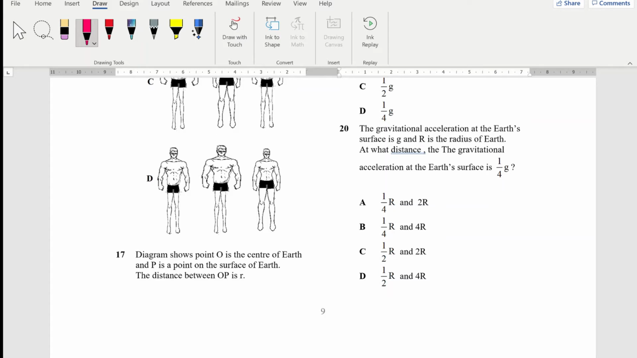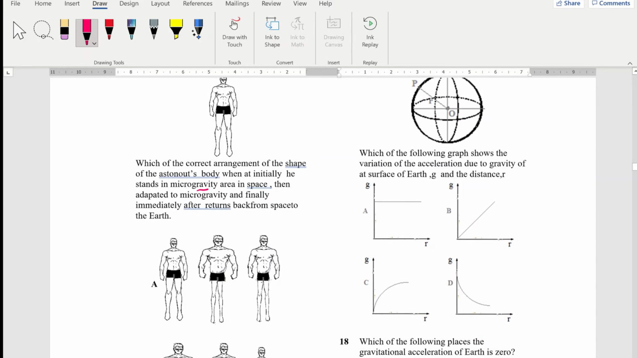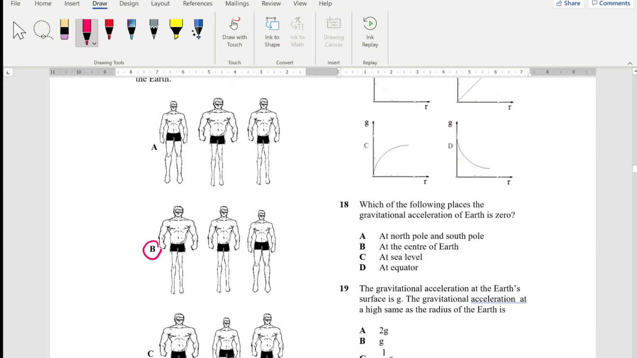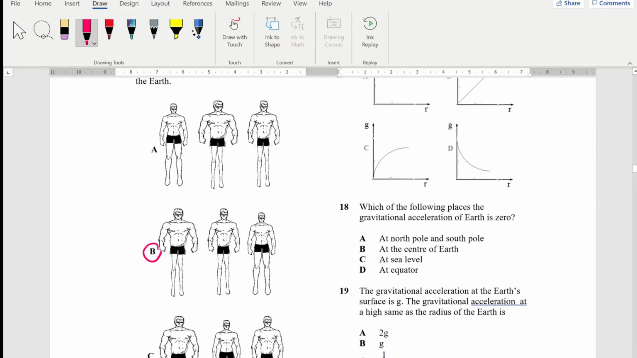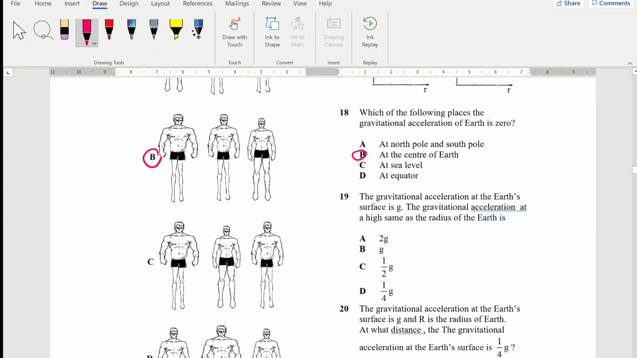Okay, 17. The diagram shows point O in the center of the Earth and P is a point at the surface of the Earth. The distance between OP is R. Which of the following graphs shows the variation of the acceleration due to gravity with distance? Okay, from the inside going out, the relationship is directly proportional. Gravitational acceleration is zero of course at the center of the Earth. The gravitational acceleration at the Earth's surface is g.